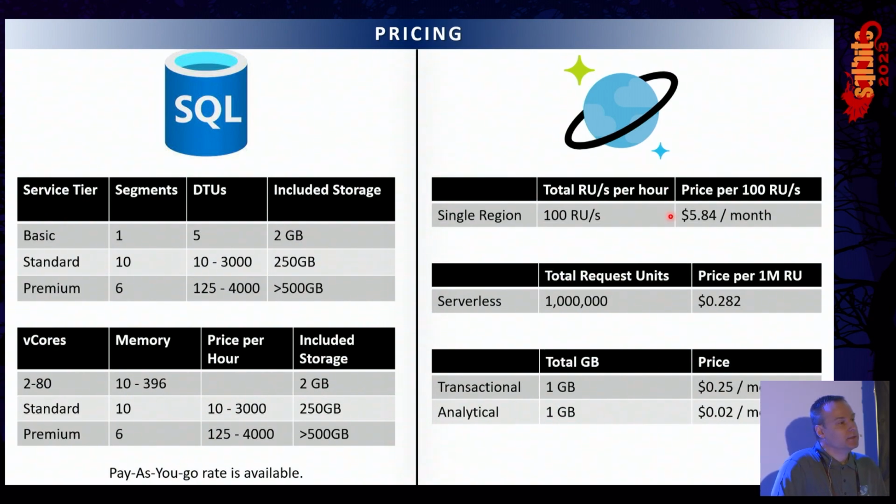For transactional, it's 25 cents per month for 1 gig. Analytical is much cheaper than that, as you can see.